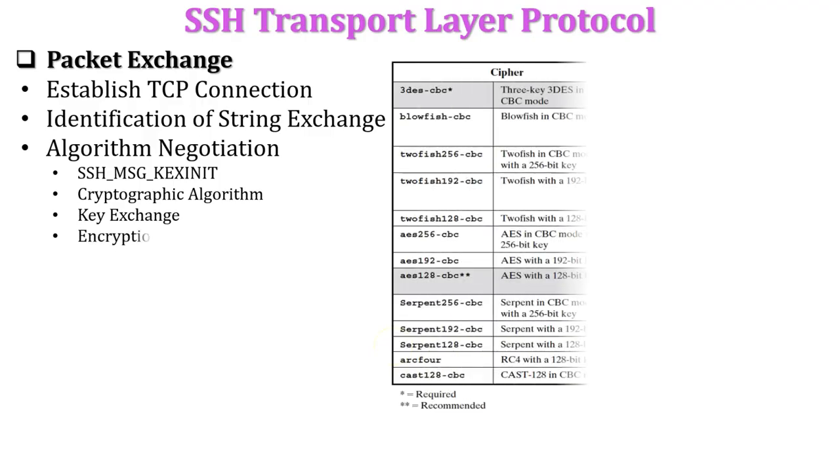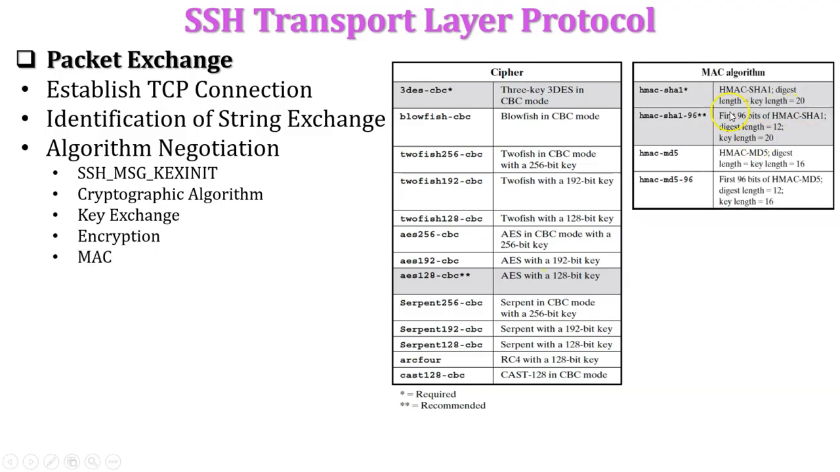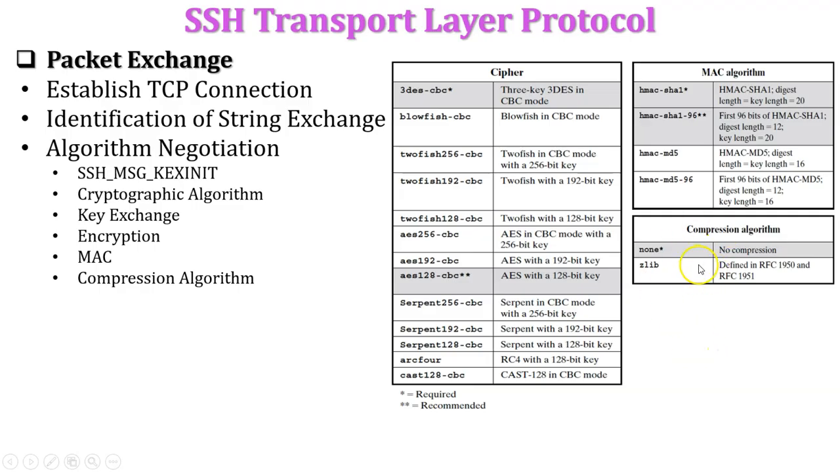The next category is the encryption algorithm. Now see in this table, these are the encryption algorithms which are used by the client and server. And then the MAC algorithms which are used by the client and server. And the last category is the compression algorithm which is used by the client and server during the communication.